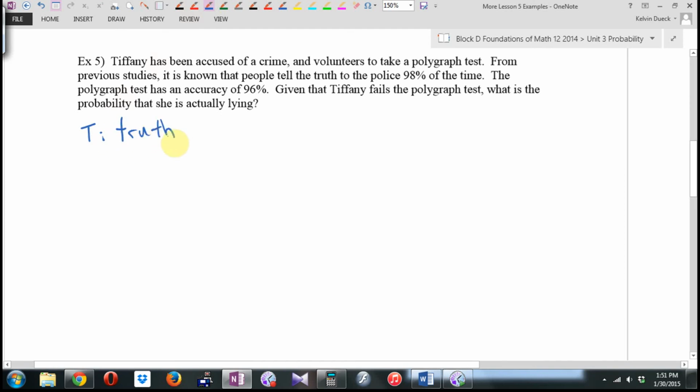What would be a good letter to use for failing a test? F for fail? Okay. So Tiffany takes this test. She can be telling the truth or not. From previous studies, and there are many of them out there, we know the probability that she's telling the truth. 0.98. What's the probability that she's going to get away with a fib?